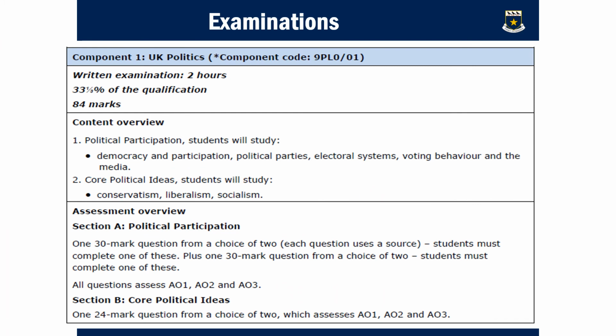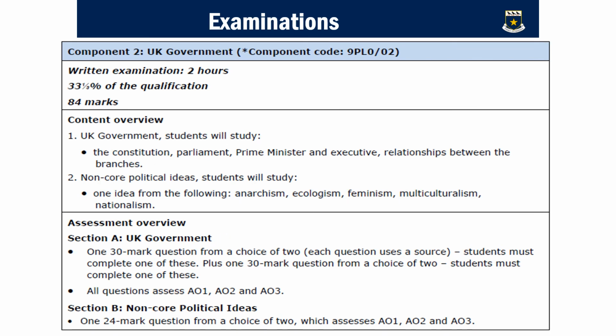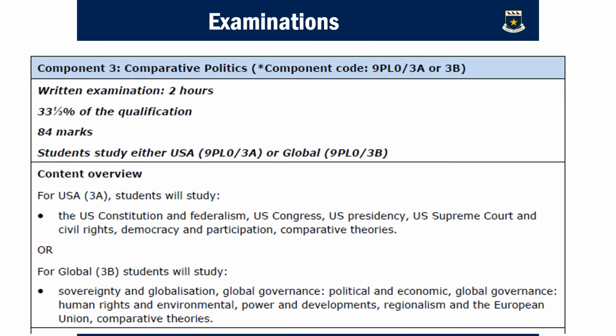So then, 3 examinations in politics. Examination 1 just covers the UK political concepts in the UK political course. The second paper focuses on UK government. Then the third paper is all about America and comparing American political systems to the UK political systems. And that is the bulk of those 3 exams.